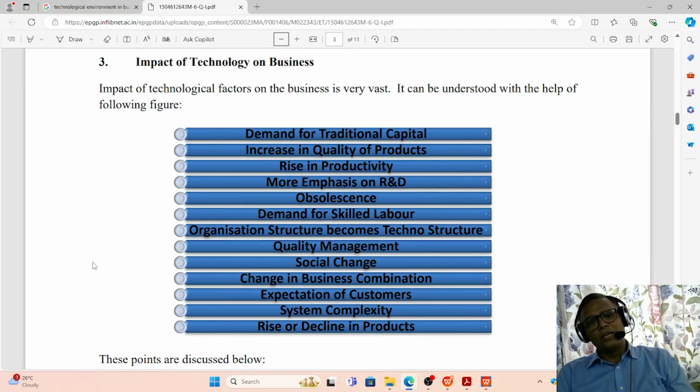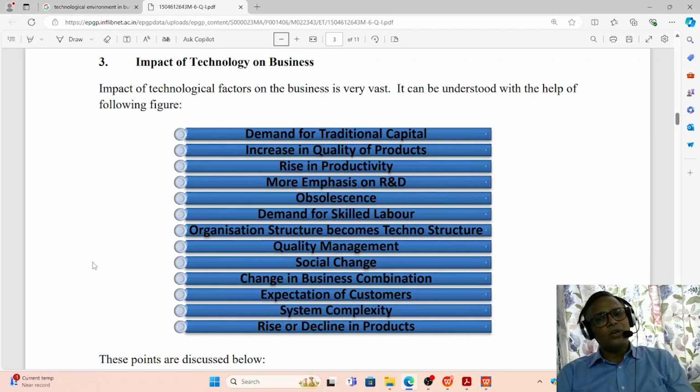Better technology helps us, and skilled labor who can operate with the technological advantages is in demand. Next is the organizational structure, which becomes more of a technostructure based on the use of technology. Further is quality management. Quality helps to create the brand and the image, and even helps to grow the entire organization. So this quality is very important.